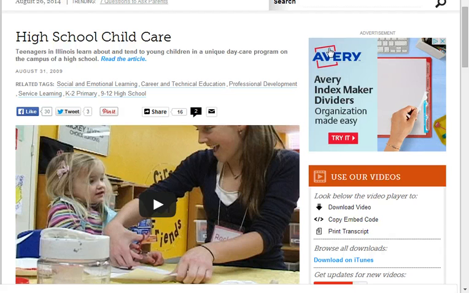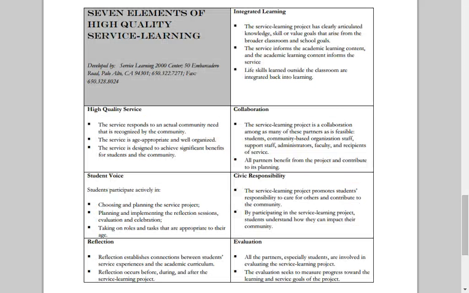Service-based learning is a teaching and learning strategy that integrates meaningful community service with instruction and reflection to enrich the service learning experience. It also teaches civic responsibility and helps to strengthen communities.